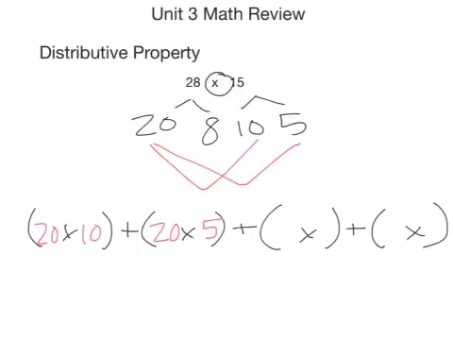So now I have to go ahead and move on to my 8. So I have to multiply 8 groups of 10. So I'm going to go ahead and write 8 groups of 10. And then I have to multiply 8 groups of 5. So I'm going to go ahead and multiply 8 groups of 5. And then that's basically as simple as it is.